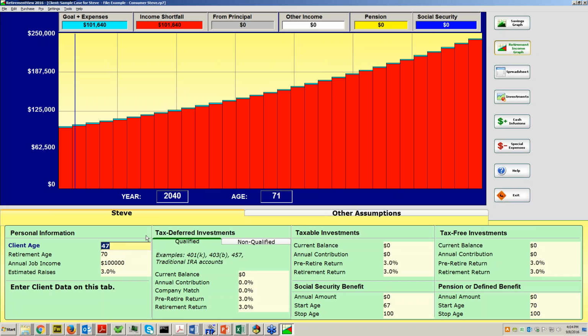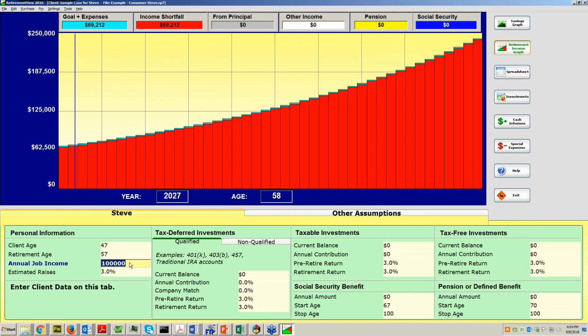All right, so I have a little sheet of paper I printed out that has all his information. He says he's 47 and wants to retire at 57. He's making about $100,000 a year, and I'm not sure if he's getting any raises or not, so let's keep that down to about 1%. And he says he's saved about $65,000 in his tax-deferred plan, and he's saving 8% of his income into this plan, so that's about $8,000.